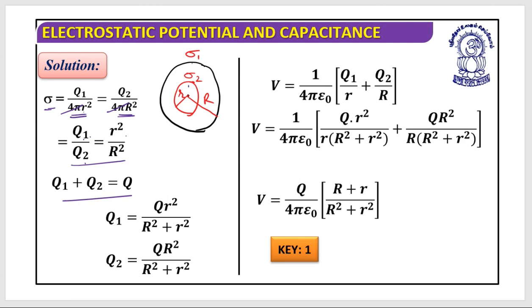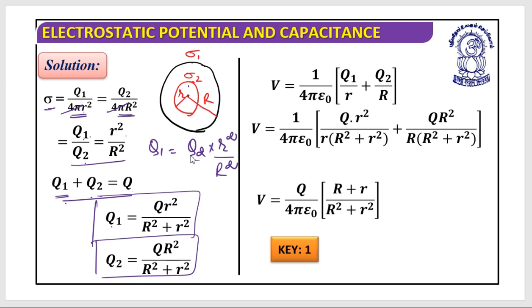Now if I replace one of the values, something like this: Q1 equals Q2 multiplied by r square divided by R square. If I replace the value of Q1 in Q1 plus Q2 equals Q, I can get Q2, and in the same way if I replace the value of Q2, I can get Q1. Now I have the charges of both the shells.